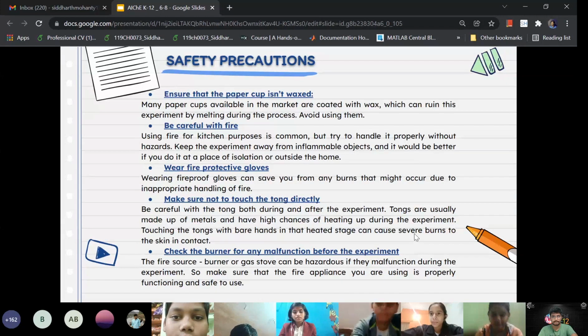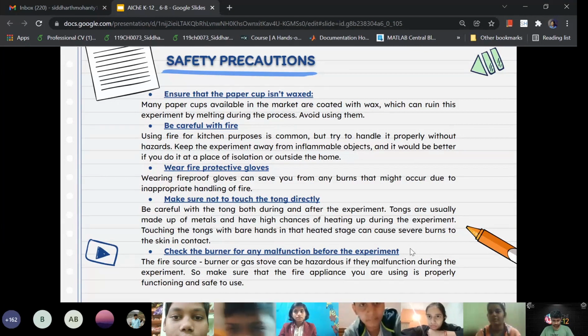So with every experimentation, there are some safety precautions that you need to follow. In this particular experiment, you have to ensure that the paper isn't waxed, because if there is a wax coating on that paper cup, then it will catch fire, like the exterior. Then you have to be careful with fire, of course. Then you have to wear fire protective gloves, and then you have to wear an apron that is fire protective.